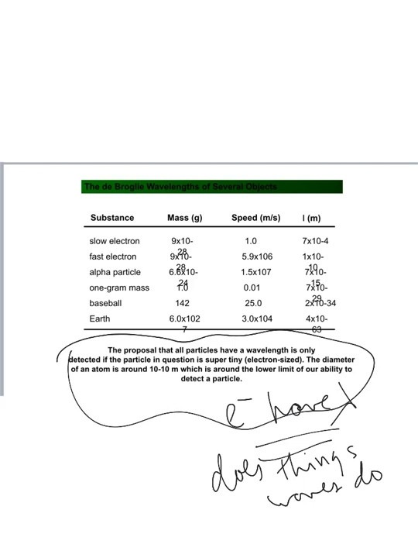But the proposal that all particles have a wavelength is only detected if the particle in question is super tiny. The diameter of an atom is around 10 to the minus 10th meters, which is around the lower limit of our ability to detect the particle. What this means is that if you have something like a baseball, there's no way you could detect that wavelength because it's 10 to the minus 34th. Too small to detect any wavelength.